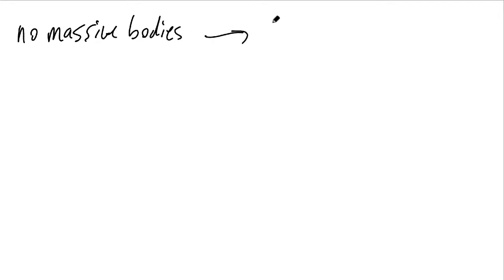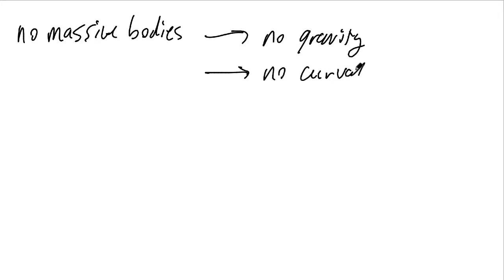A spacetime with no massive bodies has no gravity. So in Newtonian language, there are no gravitational forces. In general relativity language, we say there's no curvature. Okay? With no curvature, the spacetime is referred to as flat. And this is the spacetime of special relativity.